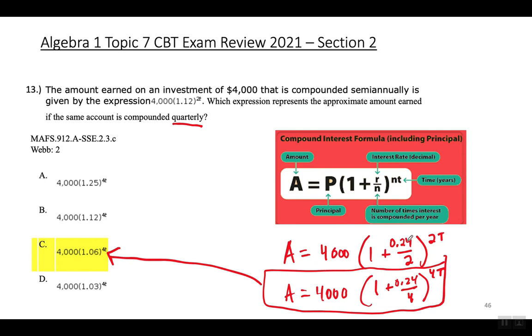Now that I got it in this form, I want to change it to be compounded quarterly. That means 4 times per year. So I changed all the 2s that were in the equation to 4s. And that gave me this. 0.24 divided by 4 is 0.06. And everything else is what's here, okay?